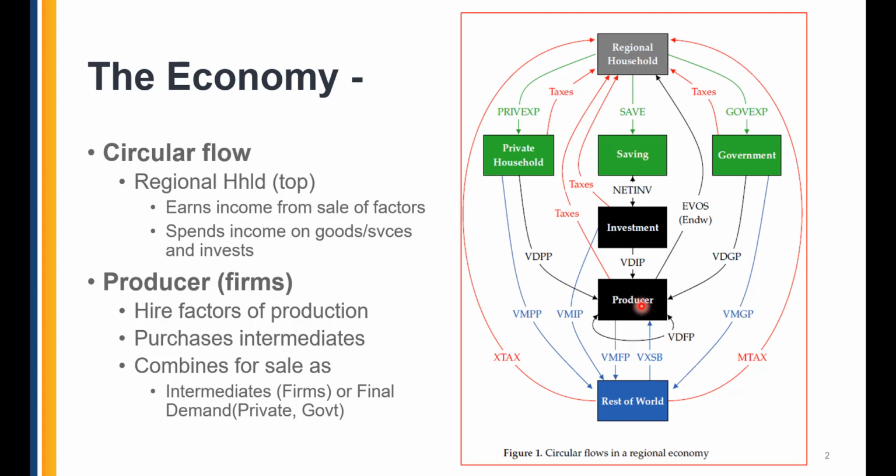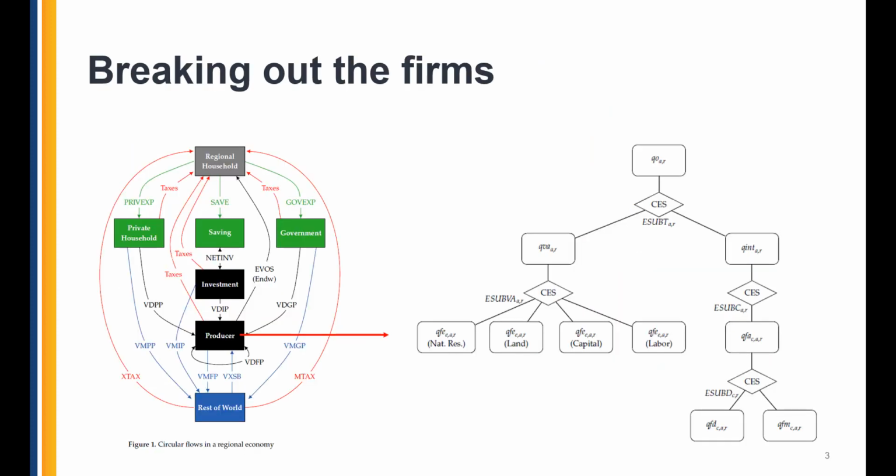and think about this producing sector that makes the goods that can be sold into final demand, but also can be a demander itself. You see here there's an arrow pointing from the producer block back to itself, indicating that firms buy the output of other firms to use in production.